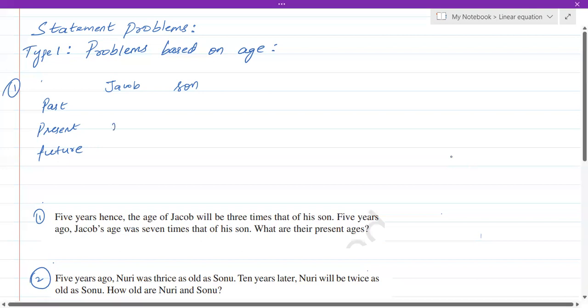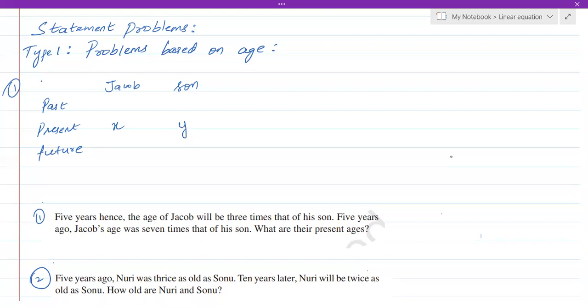Now we have to find their present ages. Let me assume that the present age of Jacob is X and the present age of his son is Y. This is the first step. Now, how many years in the past are they talking and how many years in the future? That is what we have to get from the equation. The question says 5 years hence, meaning 5 years in the future from the present. After 5 years, Jacob's age will be 3 times that of his son.